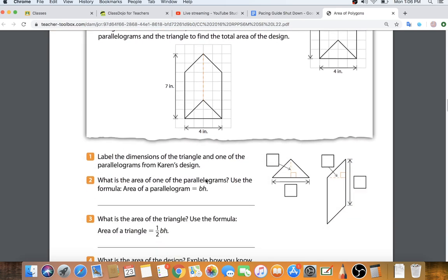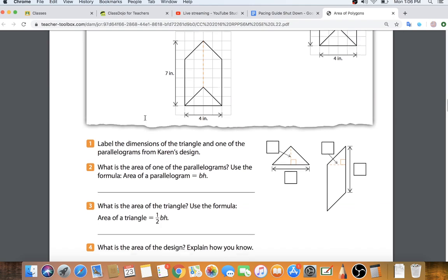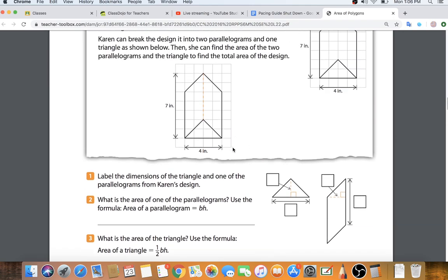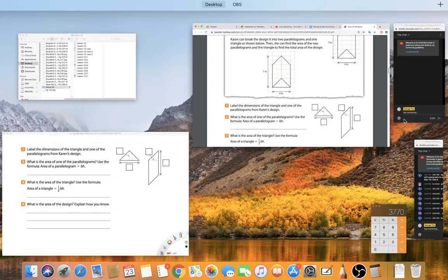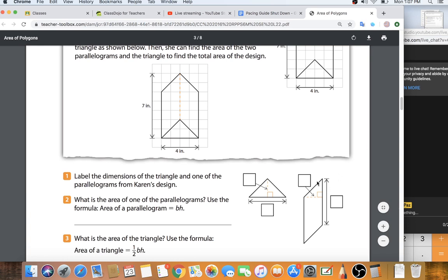Now, let's look at the bottom problem. It says, label the dimensions of the triangle and one of the parallelograms from Karen's design. Label the dimensions. Dimensions means how long, how wide, what's the height, all that stuff. And let's save that. So what we have to do is, like I said, what is the base of the triangle? It's 1, 2, 3, 4. Okay. What's the height of the triangle? 1, 2, 2 inches.